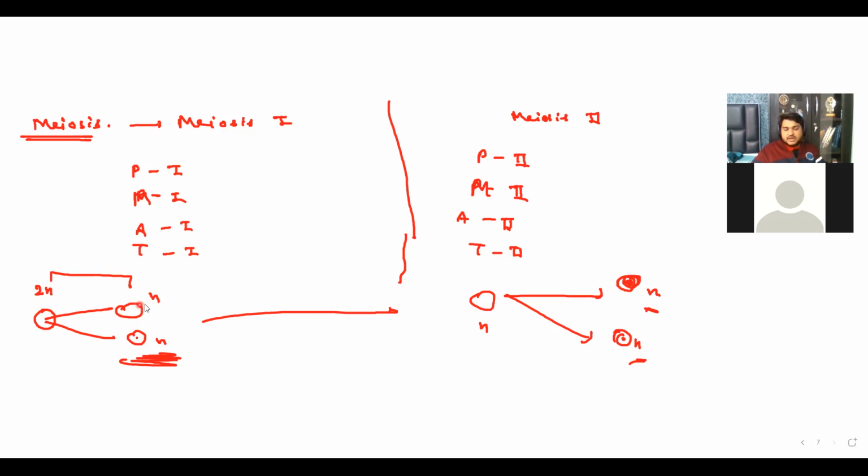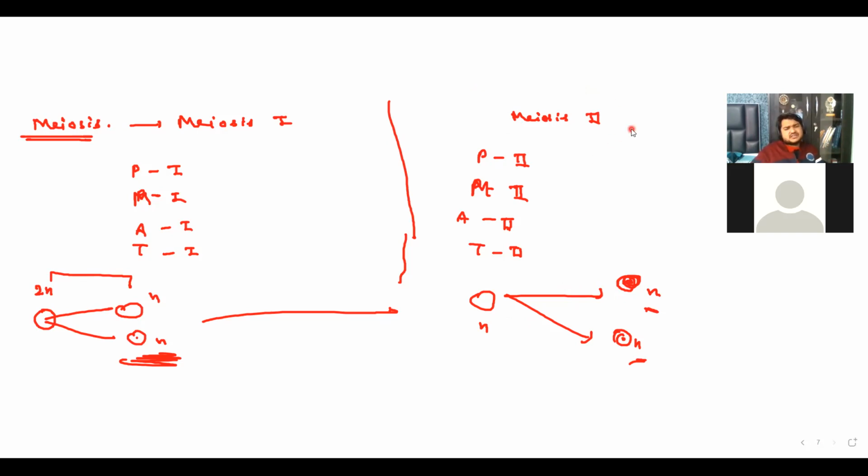When this n cell enters meiosis 2, it divides further and forms n and n. Is there any reduction? No. When there is no reduction, the chromosome number remains the same in meiosis 2. And if the chromosome number remains the same, it is just like mitosis, yes or no? So meiosis two is like mitosis.